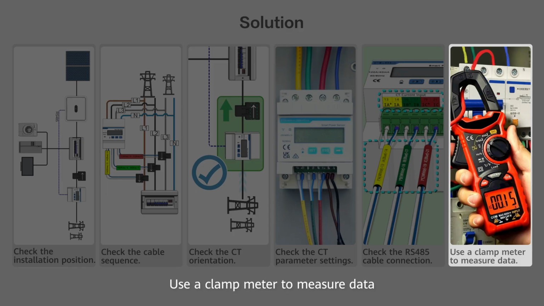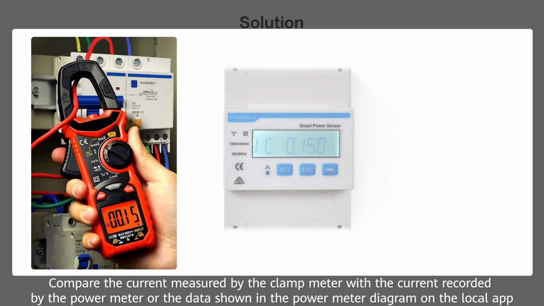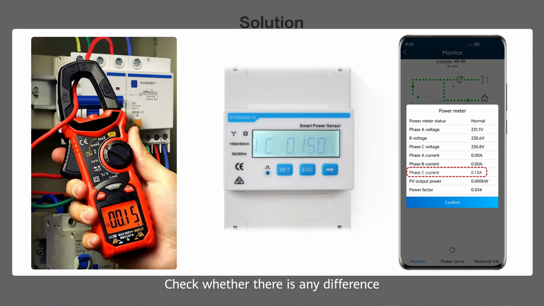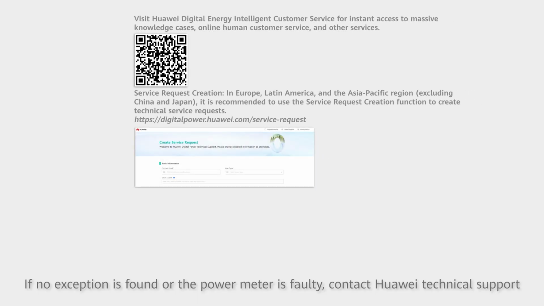Use a clamp meter to measure data. Compare the current measured by the clamp meter with the current recorded by the power meter or the data shown in the power meter diagram on the local app. Check whether there is any difference. If no exception is found or the power meter is faulty, contact Huawei technical support.